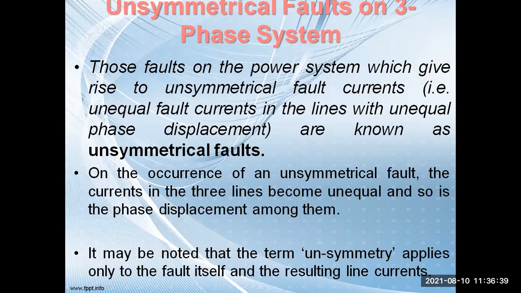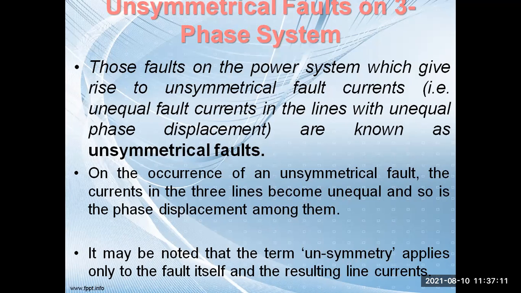Those faults on the power system which give rise to unsymmetrical fault currents, that is, unequal fault currents in the lines with unequal phase displacements, are known as unsymmetrical faults. So this is the basic definition. What is an unsymmetrical fault? It is the fault which gives rise to unequal fault current in the lines with unequal phase displacement. So magnitude is unequal and phase is also unequal, then we can say that it is an unsymmetrical fault.